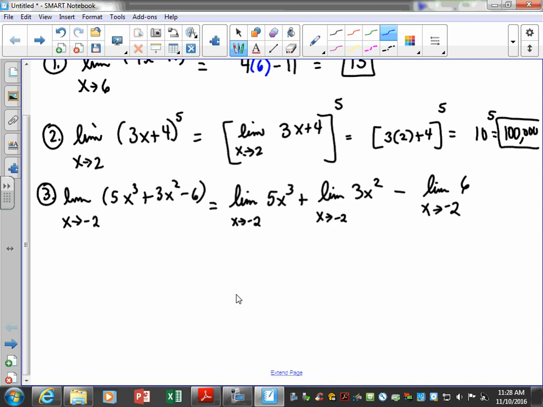Okay, so we have the constant where we can pull 5 out, the limit of x cubed as x approaches -2. So what would the next one be? 3 times the limit of what? X squared as x approaches -2, minus, and this one's just going to remain.